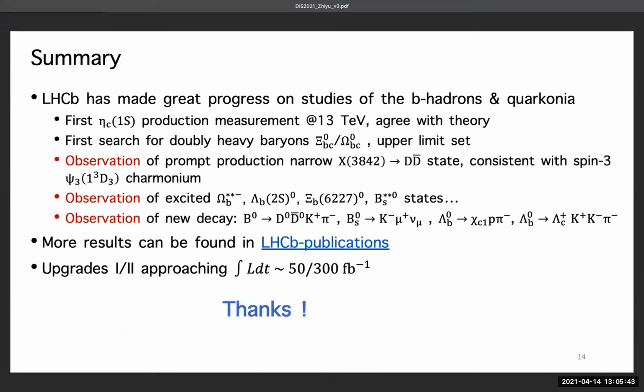So just a quick summary. LHCb has made great progress on studies of b-hadrons and quarkonia. The first eta-c production measurement at 13 TeV agrees with the theory. We first searched for the doubly heavy baryon and set upper limits. And we also first observed the X(3842), excited omega b, lambda b, Xi b and Bs subset states, and also new decay modes of B0 to D0 D0 bar K pi, Bs to K mu nu, lambda b to Xi c1 p pi, and lambda c K pi. So I believe we can look forward to more exciting news after the LHCb upgrade. That's all. Thanks a lot.